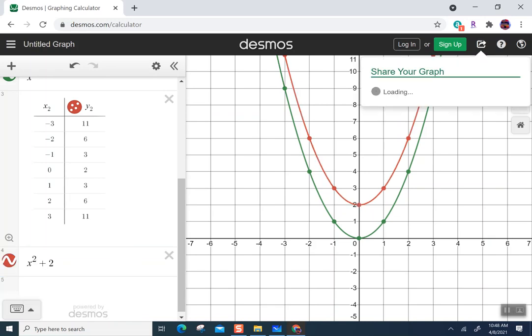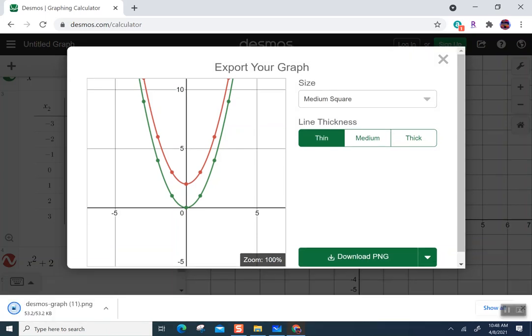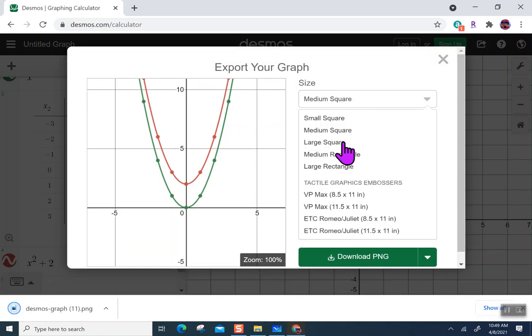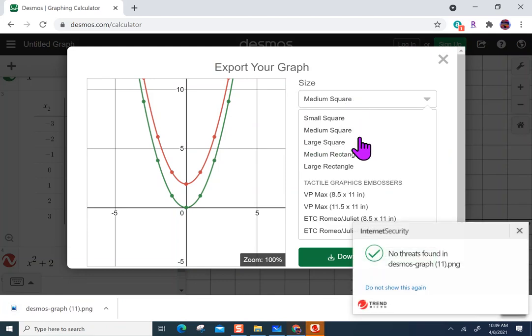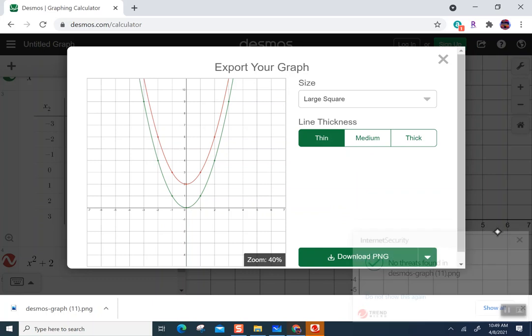Okay, for my axis of symmetry, I gotta grab a copy of this. Give me a second. Wait, I don't like that copy. I want this copy. I want more lines on it. There you go, that's better.